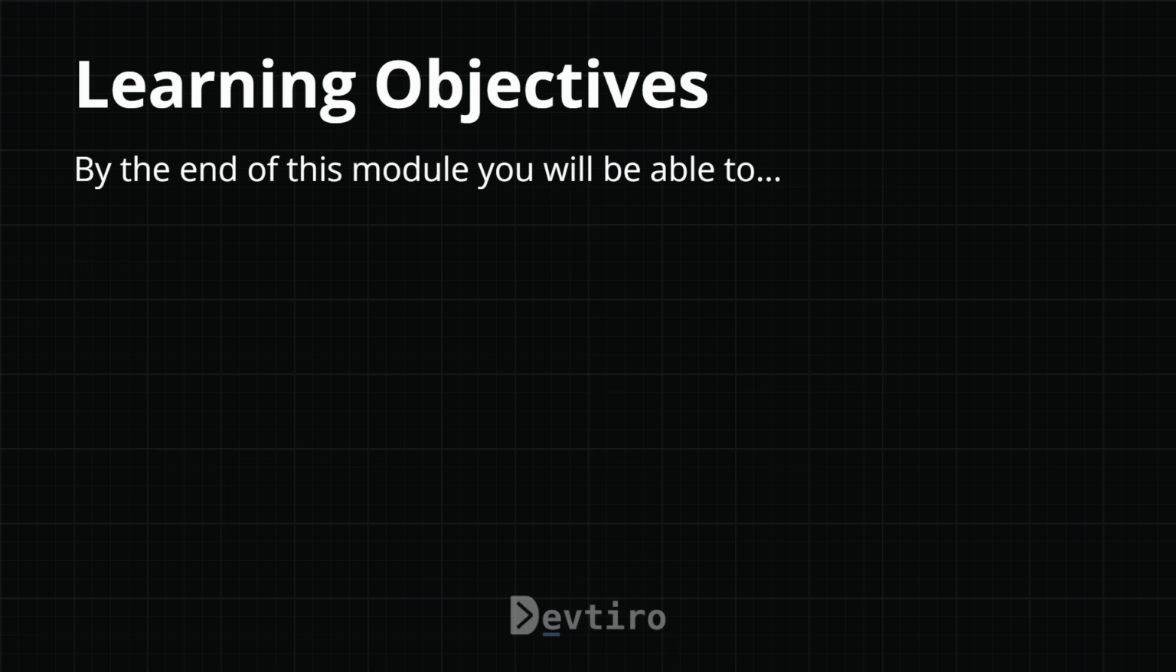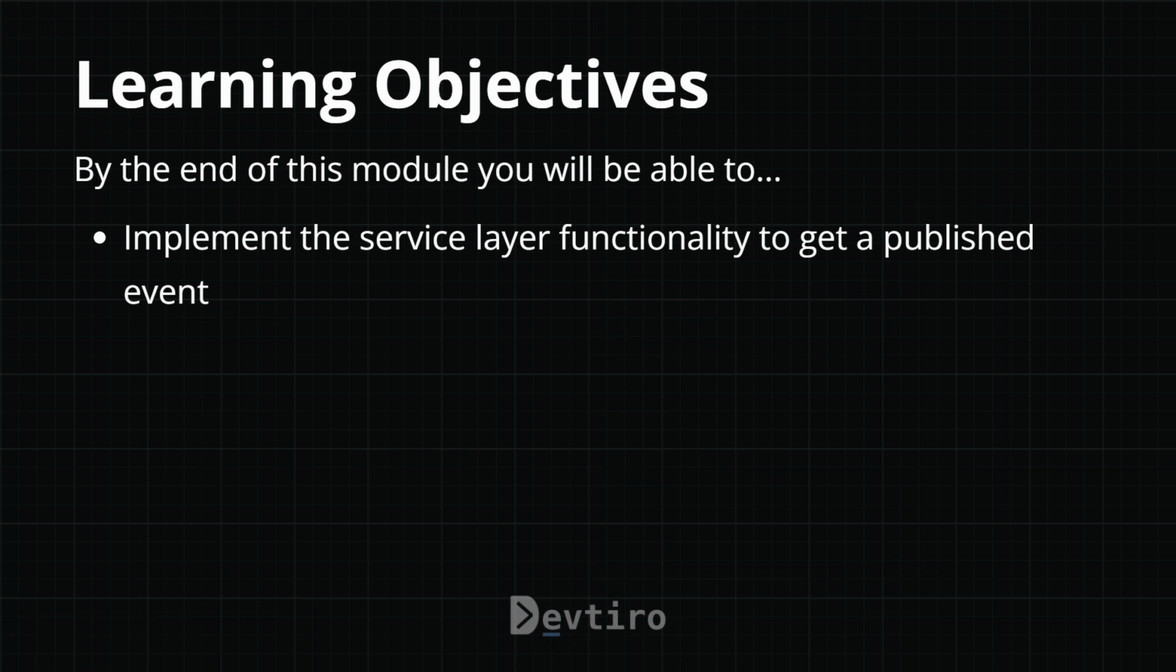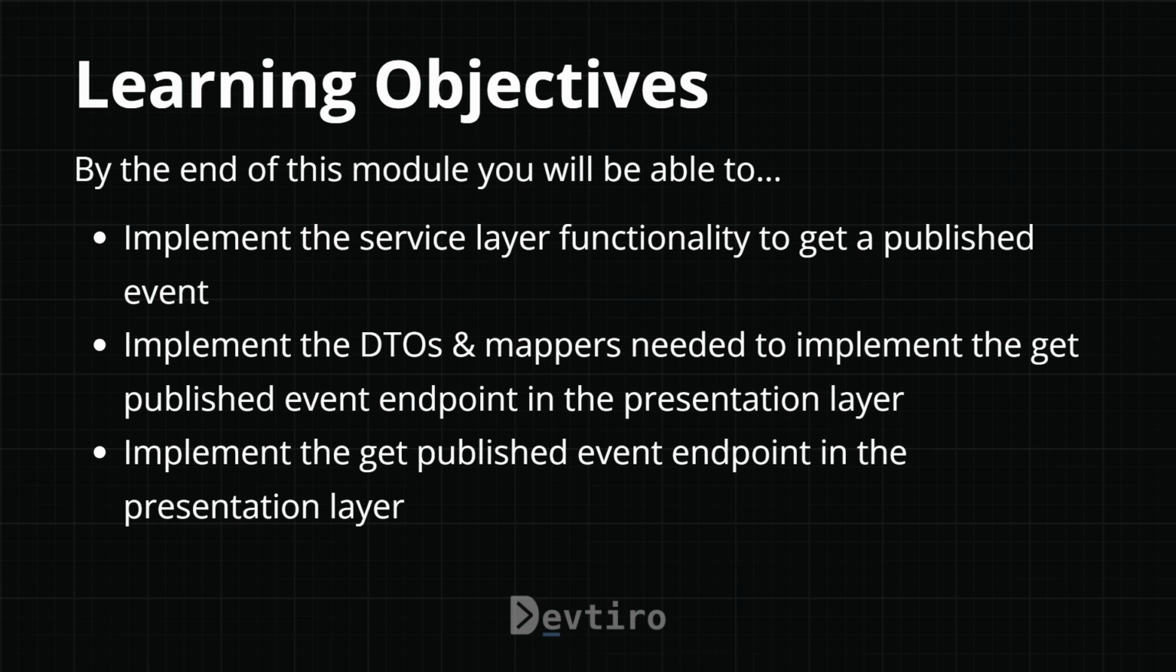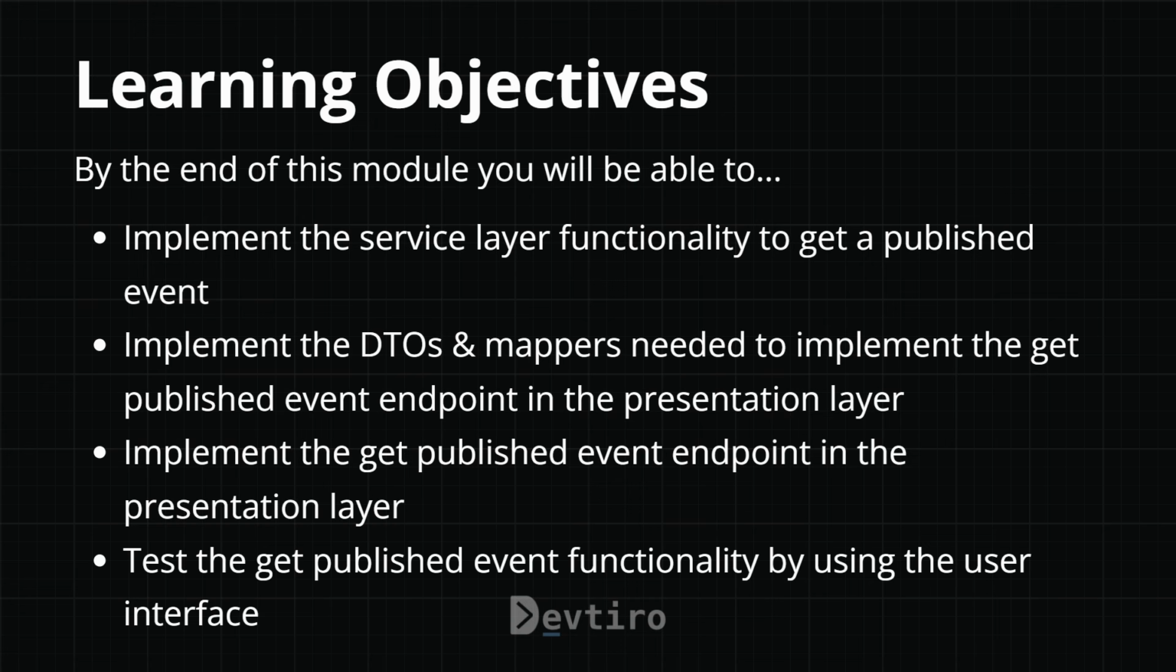So now for the learning objectives. By the end of this module, you will be able to implement the service layer functionality to get a published event, implement the DTOs and mappers needed to implement the get published event endpoint in the presentation layer, and implement the get published event endpoint in the presentation layer. And finally, test the get published event functionality by using the user interface. So with this covered, let's get started.